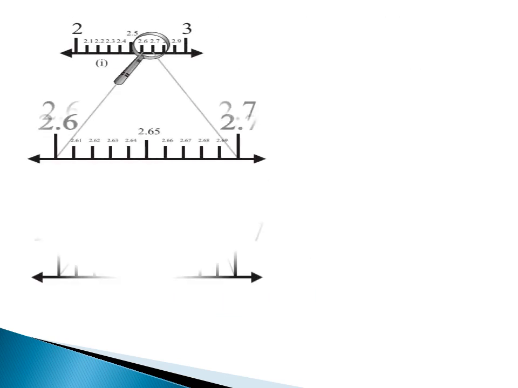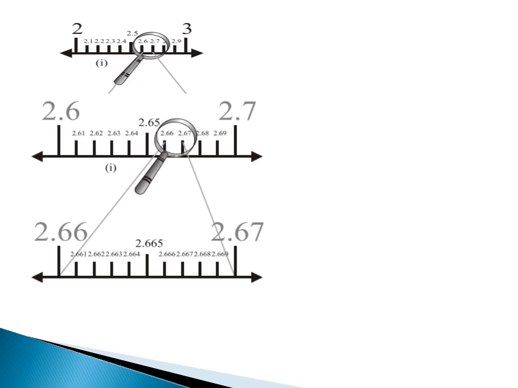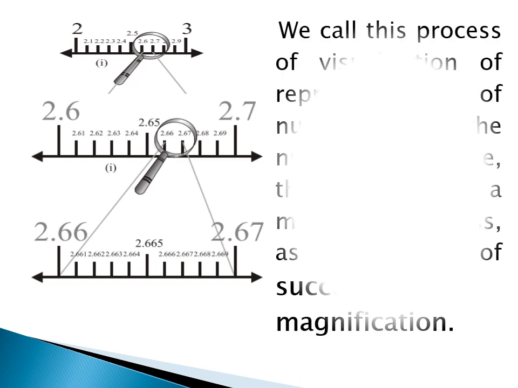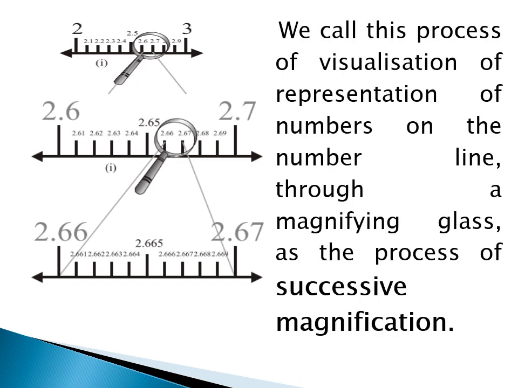Then the next step will be: 2.66 and 2.67 will be magnified, and we are getting the third decimal line, that is 2.661, up to 2.670 we are getting. On that line we can locate 2.665, which is the required line.